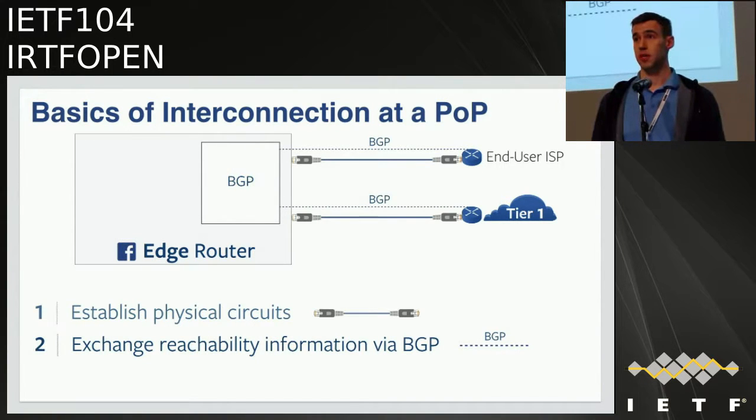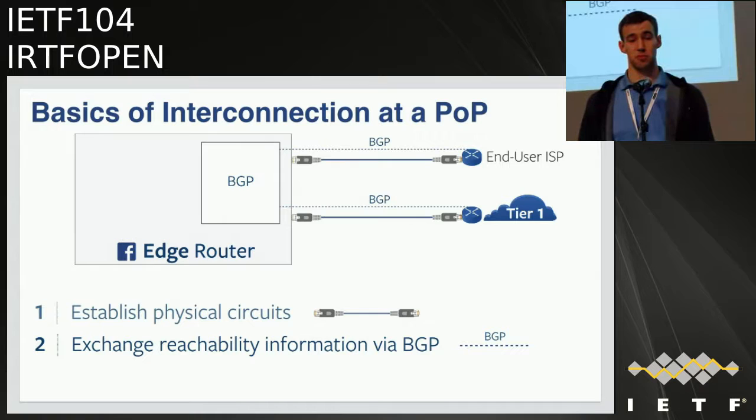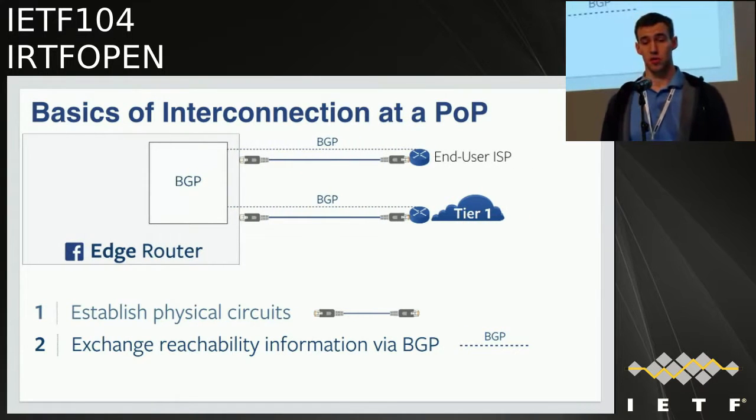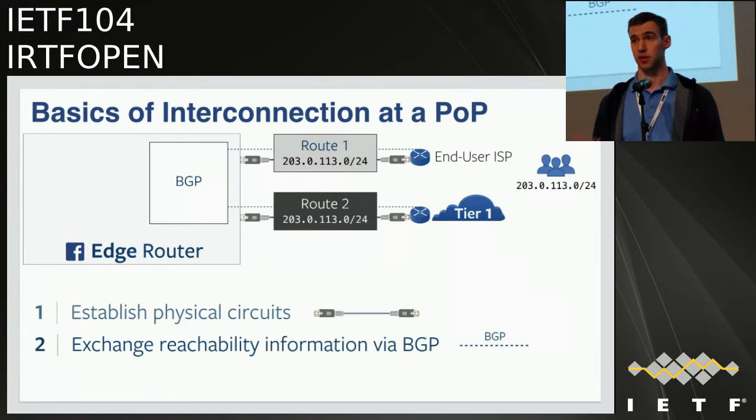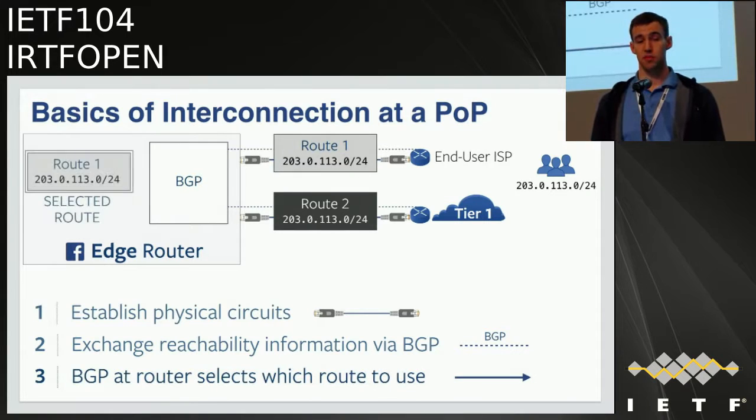Next, we use BGP, or the Border Gateway Protocol, to exchange reachability information with those networks. So in this example, from the end user ISP, we receive routes to their end users across the network interconnection that we've established with them. And we also receive a route from that tier 1 transit provider. Third, BGP at our router selects which of those routes we're going to use. And in this case, it selected that route from that end user ISP directly.